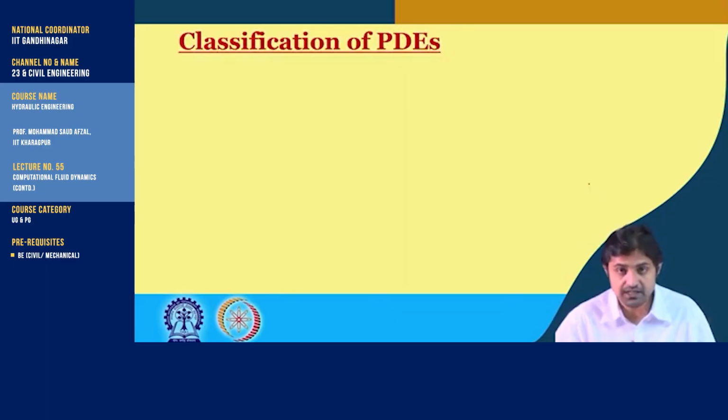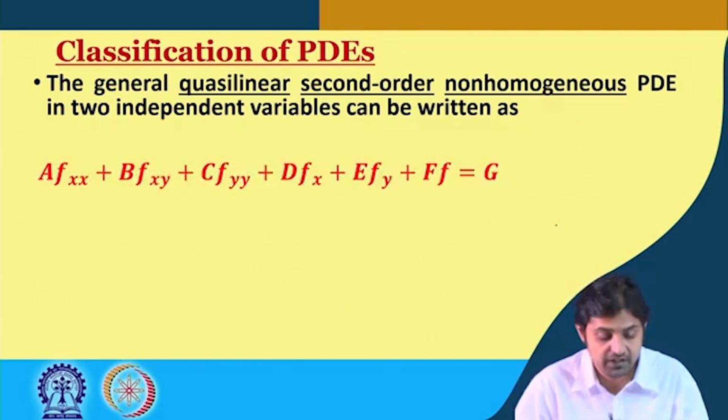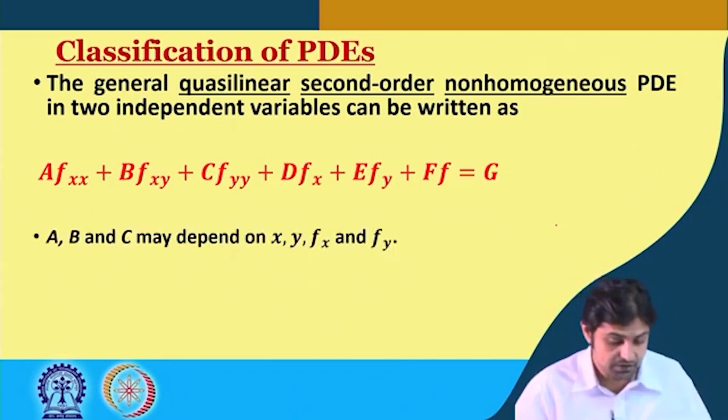Taking a slight detour, because it is important that we remember the classification of partial differential equations. A general quasi-linear second order non-homogeneous partial differential equation in two independent variables can be written as a f_xx plus b f_xy plus c f_yy plus d f_x plus e f_y plus f times f equals g. This is a general quasi-linear second order non-homogeneous partial differential equation in x and y.